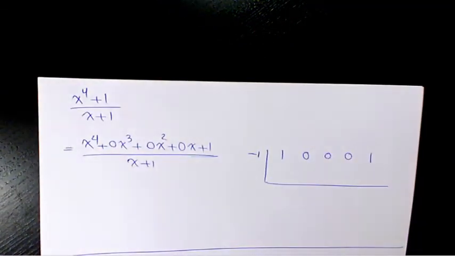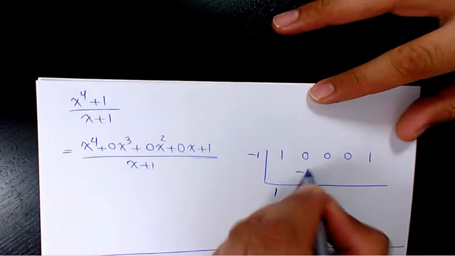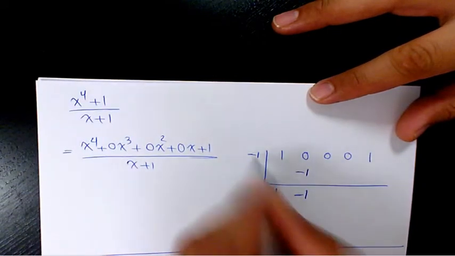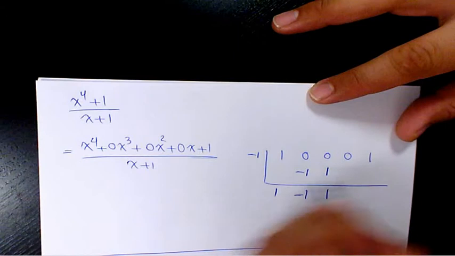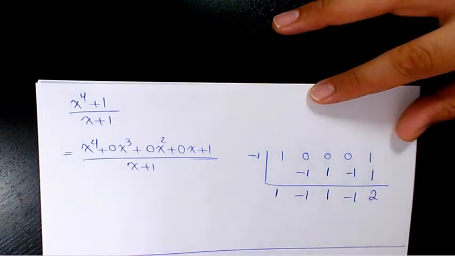So when you bring 1 down, 1 times negative 1 is going to be negative 1. Negative 1 and 0 is negative 1. Negative 1 times negative 1, 1. Add them, negative 1, negative 1, and it's going to be 1. So the remainder is going to be 2.